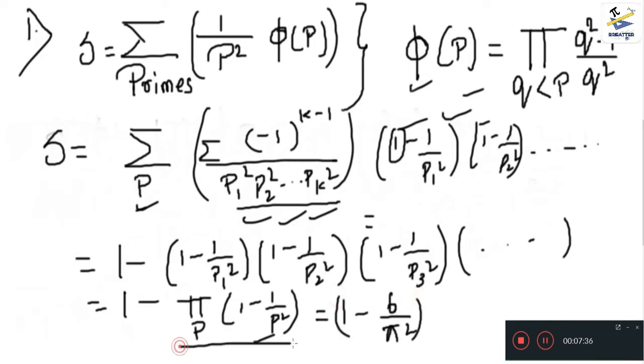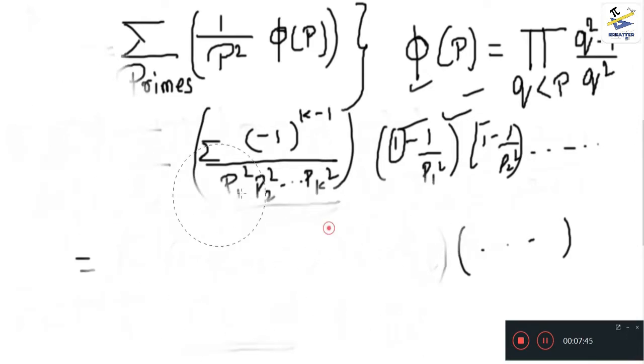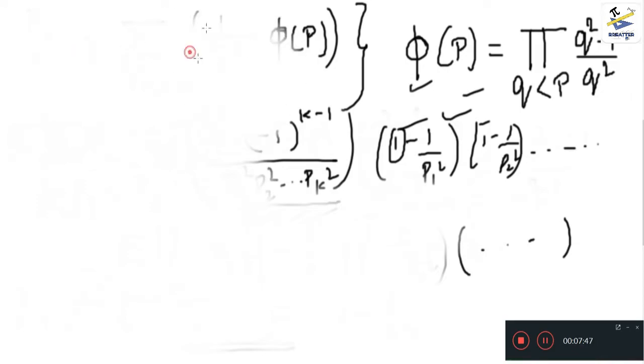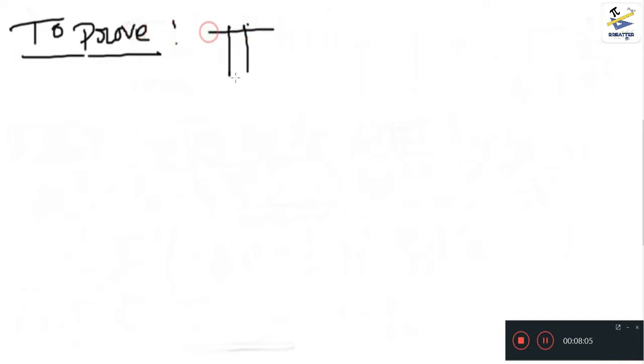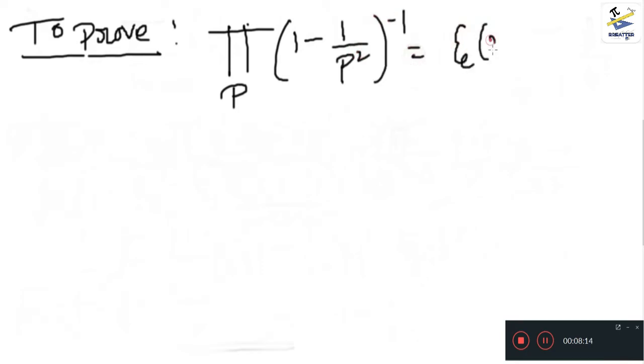Now we come to the part where we show this is indeed the answer. So I can safely erase this and come to the last part of the discussion for this problem, which is how the product over the primes is related to the Riemann zeta function. So to prove that the product of (1 minus 1 by p square) whole inverse is equal to zeta 2, aka pi square by 6.